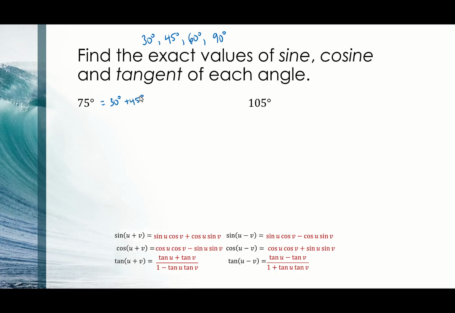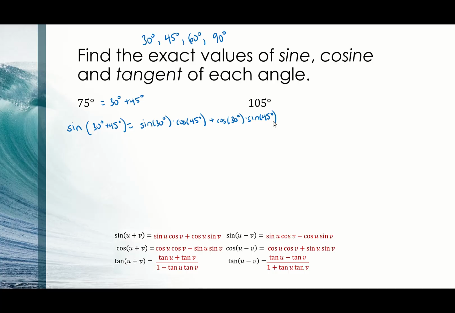Okay. And now we want to know what exactly is sine of 75 degrees and cosine of 75 degrees and tangent of 75 degrees. So for this, I'm using the sums. I'm going to focus on the left column of formulas because those are the sums. For now I have a u of 30 degrees and a v of 45 degrees. All right, so sine of 30 degrees plus 45 degrees will be sine of 30 degrees times cosine of 45 degrees plus cosine of 30 degrees times sine of 45 degrees.